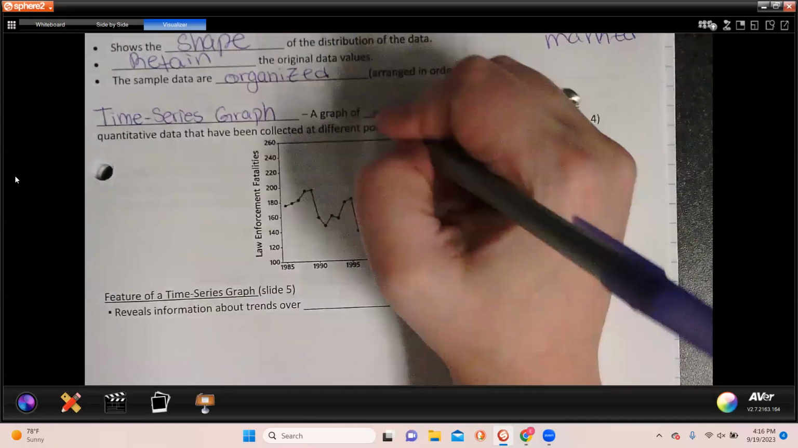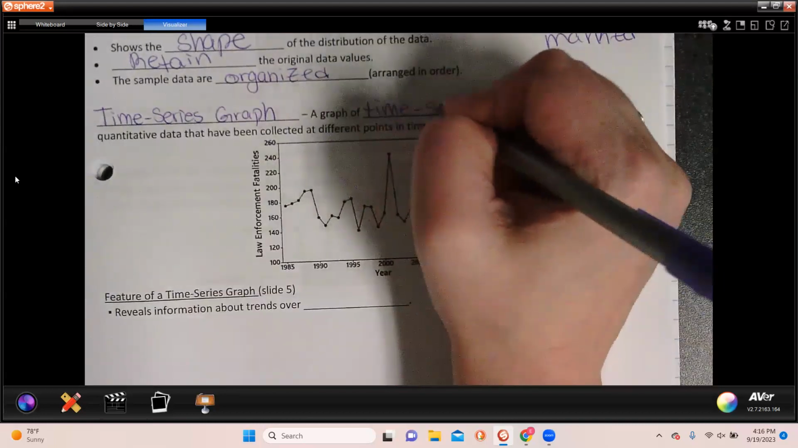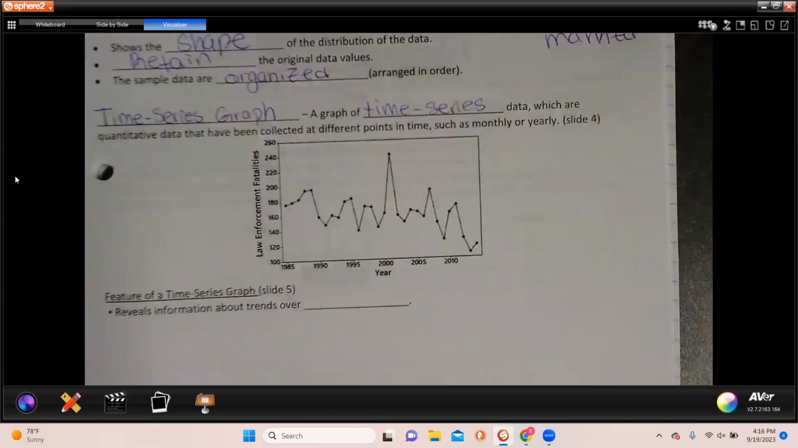Okay, a graph of time series, which are quantitative data, right? This is measured based off of time, that have been collected at different points in time, such as monthly or yearly. We do this with our months and temperatures all the time, or rainfall. It's important to know when the most rainfall is because that's when you should garden.